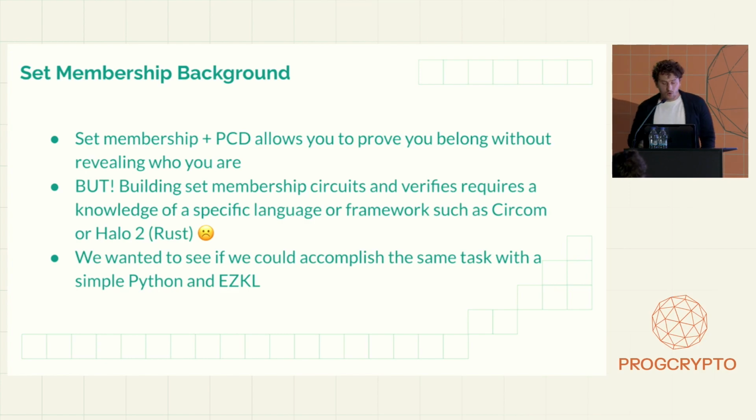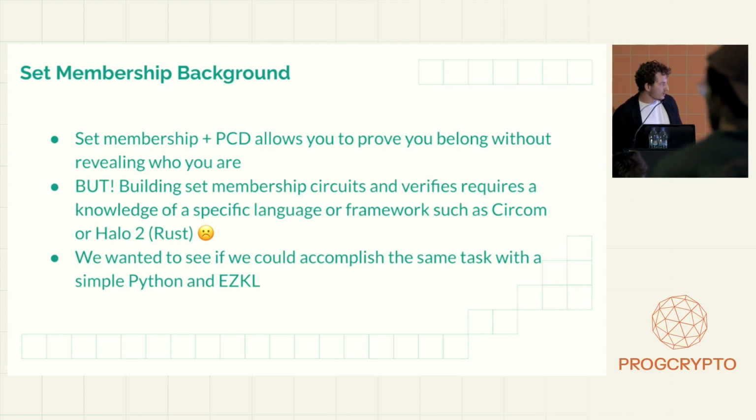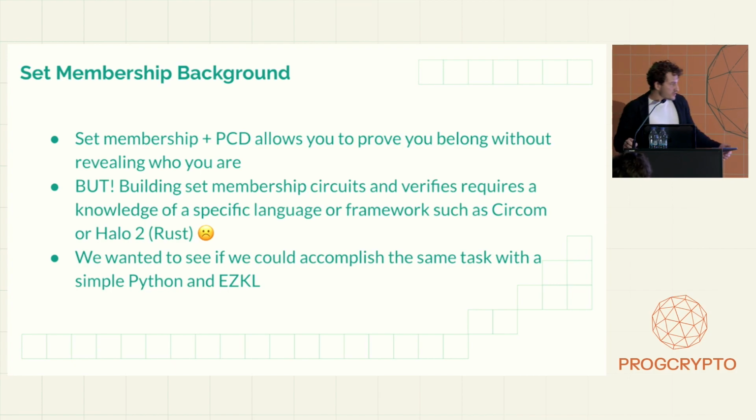Okay, so basically the problem is set membership, right? We're trying to prove that we belong to a group, and set membership plus PCD is great because it allows us to prove that we're in that group without revealing anything about our identity. But building set membership circuits and verifiers requires domain-specific knowledge, like a specific language, such as CIRCOM or a framework like Halo 2. So we wanted to see if we could accomplish the same task with a simple Python script.